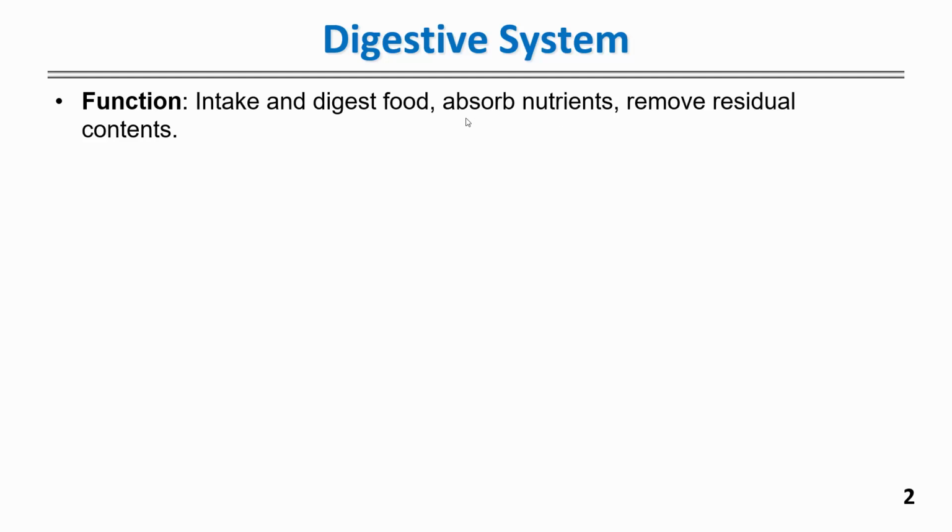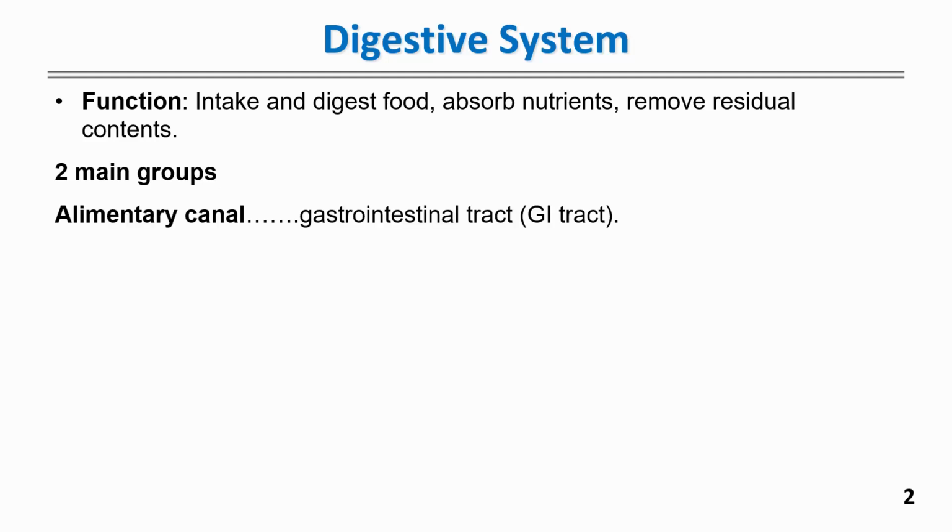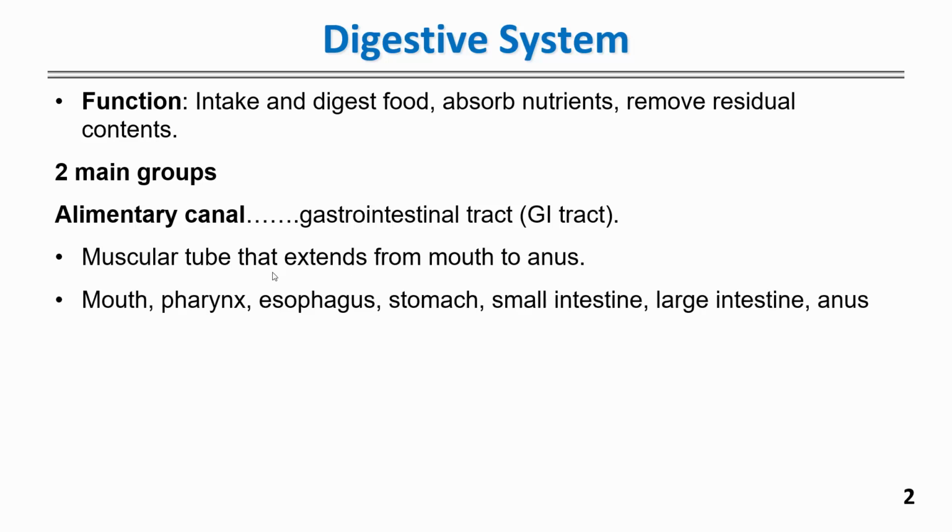And once that is completed, the molecules and the portions of that food that are not digested or not absorbed are removed as just simply residual. The two main groups that make up the digestive system are the alimentary canal, sometimes referred to as the gastrointestinal tract, gastro referring to stomach and intestinal referring to the intestines. And you can think about the alimentary canal as a muscular tube that extends from the mouth through the terminal portion of the digestive system, which is the anus.